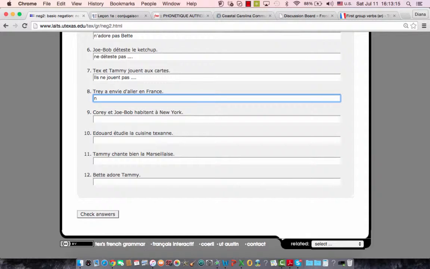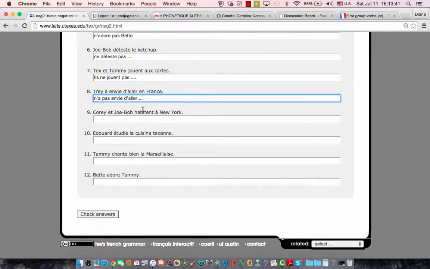Trey n'a pas envie d'aller en France. Doesn't feel like going to France. So the way you create the negative of the phrasal verbs is by putting the verb, the auxiliary verb, in the negative, and then everything else that follows.